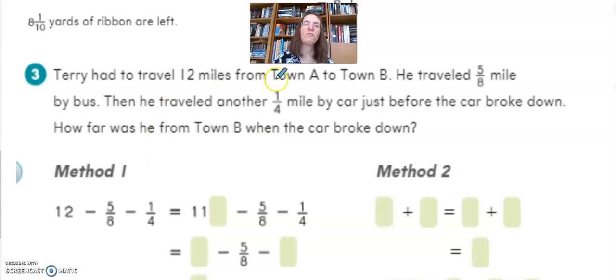Oh, Terry. Terry had to travel 12 miles from town A to town B. He traveled 5/8 of a mile by bus. He traveled another 1/4 of a mile by car just before the car broke down. How far was he from town B when the car broke down?